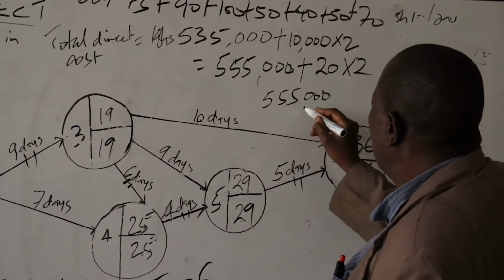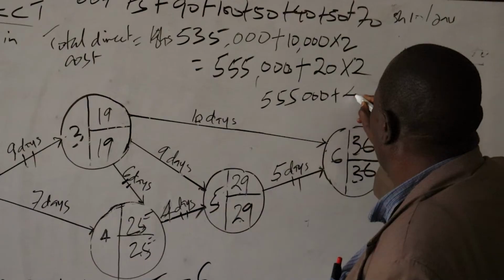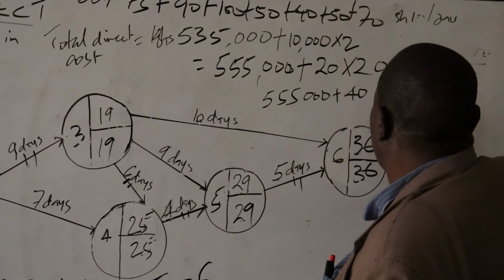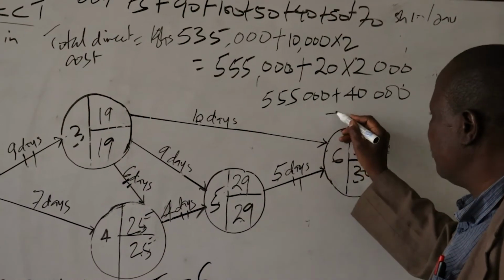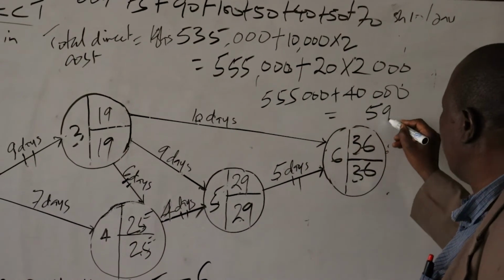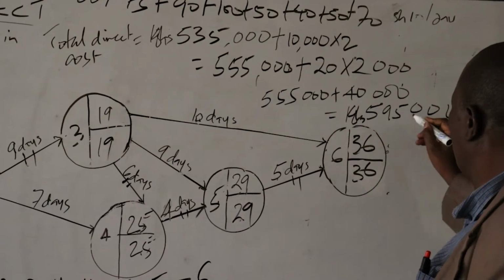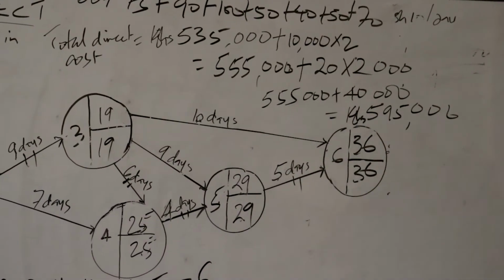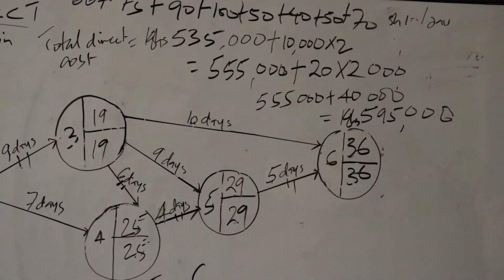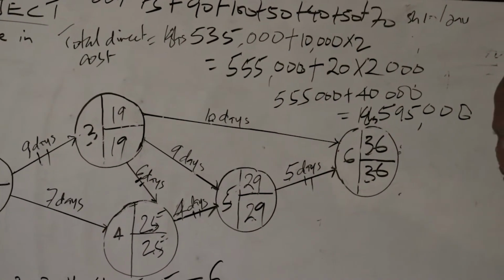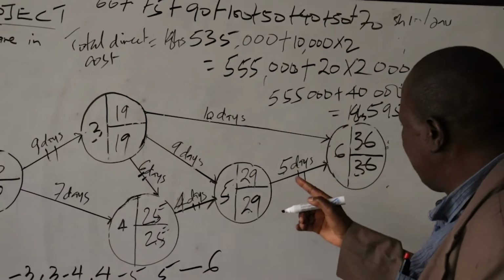So that is 555,000 plus 40,000, which becomes 595,000 Kenya shillings. But we have not drawn the network, because here it was 7.